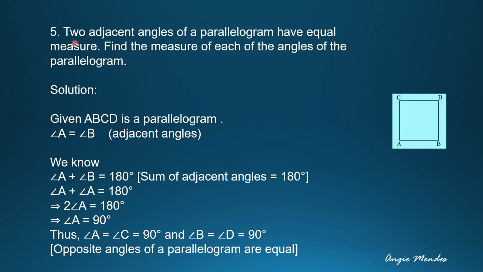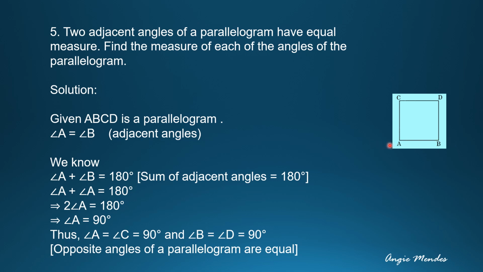The next property: the two adjacent angles of a parallelogram have equal measure. Now we have to find the measure of each of the angles of the parallelogram. Here we are also using the property where we say that if one angle of the parallelogram is a right angle, then all the other angles of the parallelogram will also be right angles. So let's see this example. We have a given parallelogram ABCD, and angle A is equal to angle B because these are adjacent angles.